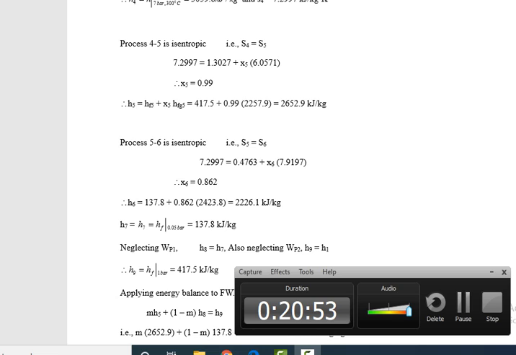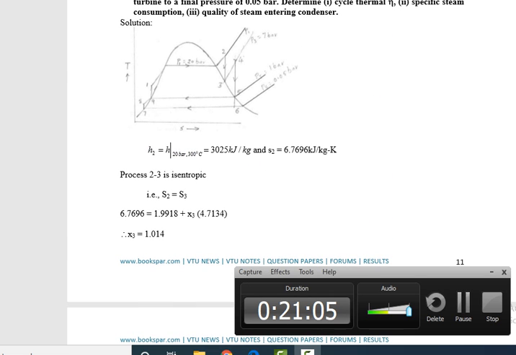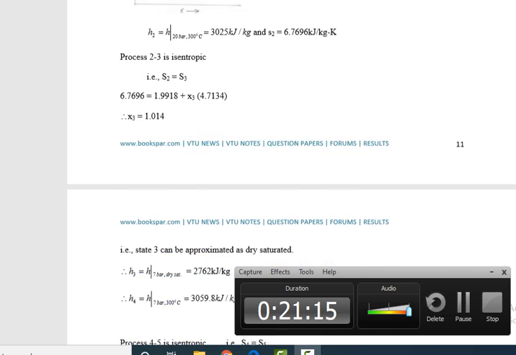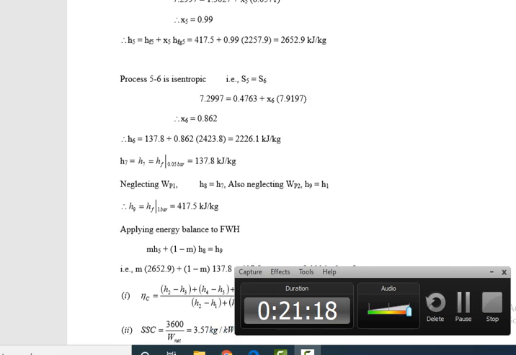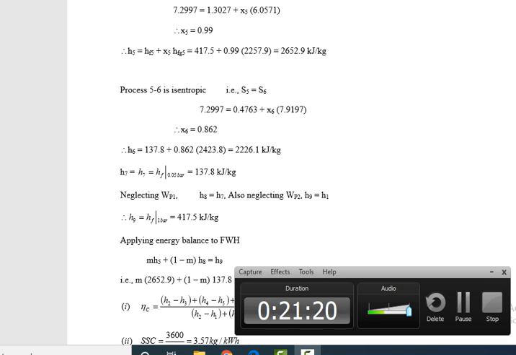Then again go to the process 5 to 6. We have the enthalpy at point 5, already found. Then go to process 5 to 6. What is happening? From 5 to 6, again the line is perpendicular. 5 to 6 is an entropy line. That is, the entropy at point 5 equals the entropy at point 6. Therefore S5 equals S6. And then again put the values.